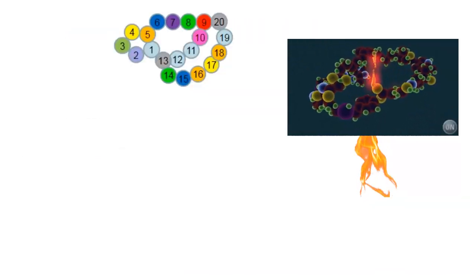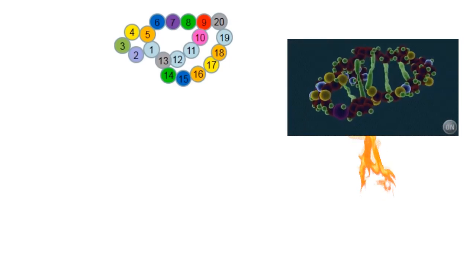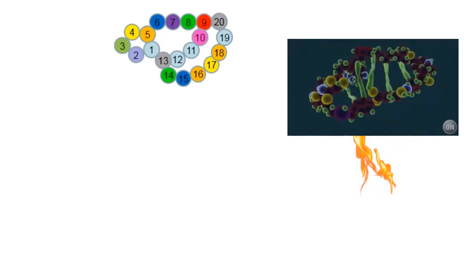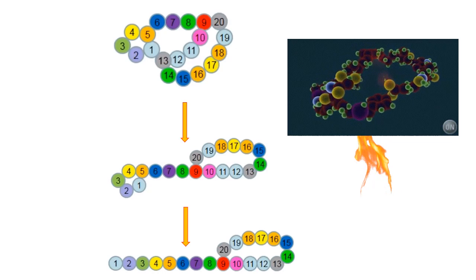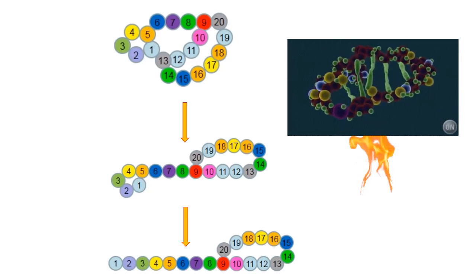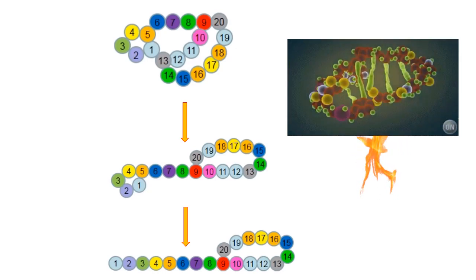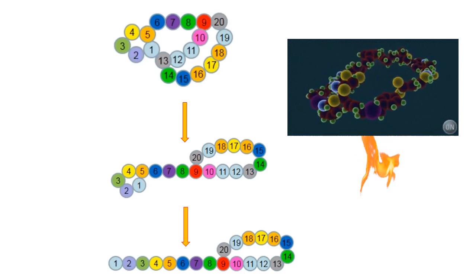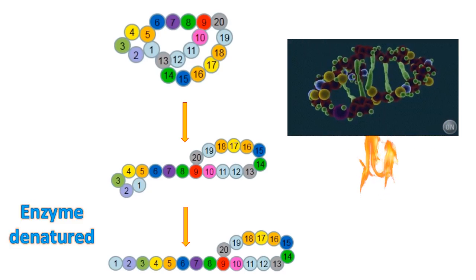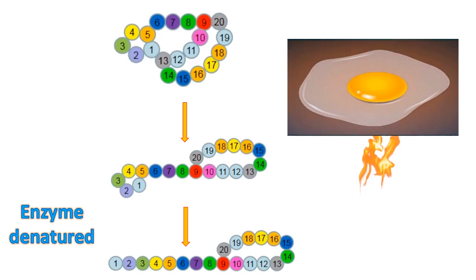When we heat the enzyme, it vibrates more vigorously. At high temperature, the bonds which hold the enzyme in shape are broken. The three-dimensional shape or conformation of the active site changes. The enzyme is denatured.